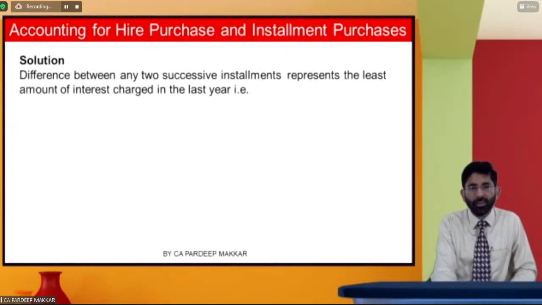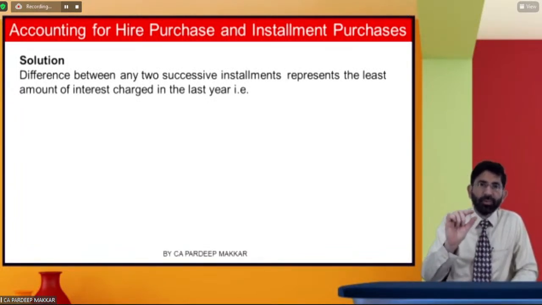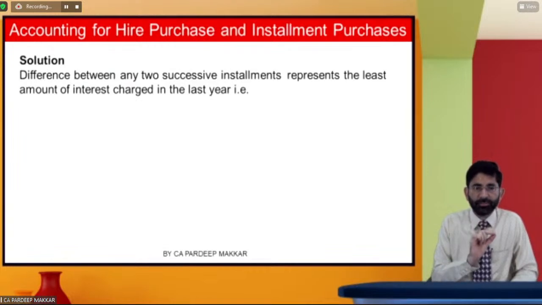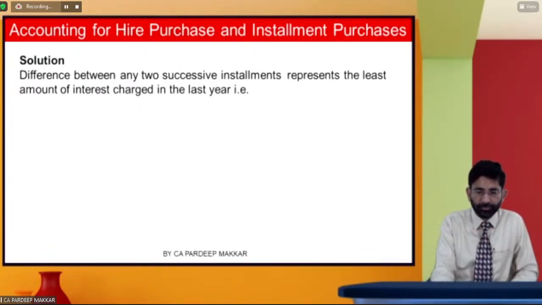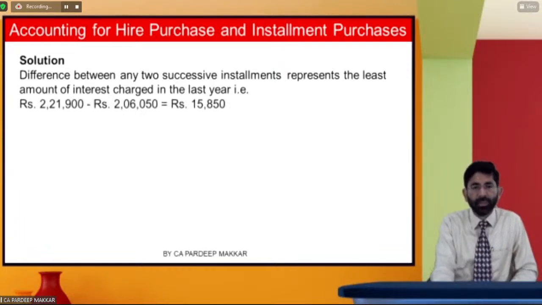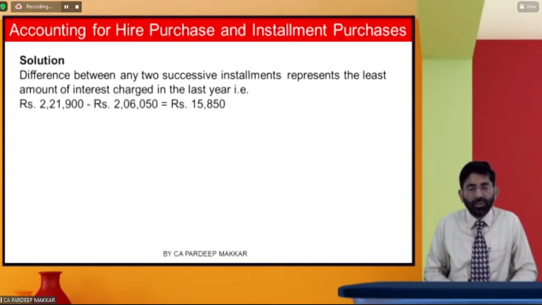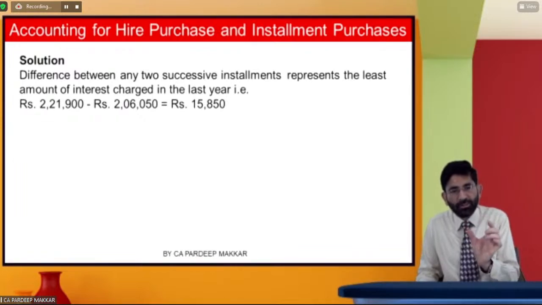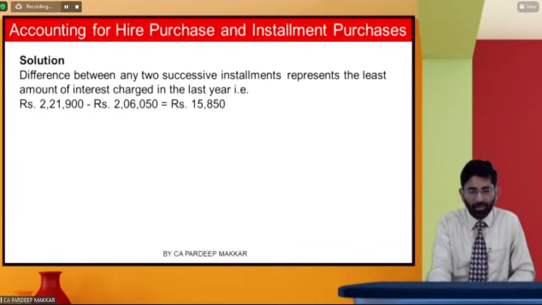Solution. First of all, we have to calculate the difference between two successive installments to calculate the interest, and that successive installment will be any two installments. Whatever that is will be used, that will be assumed as the interest of the last installment. So let's do it. You may check it out. Difference between any two installments is 15,850.